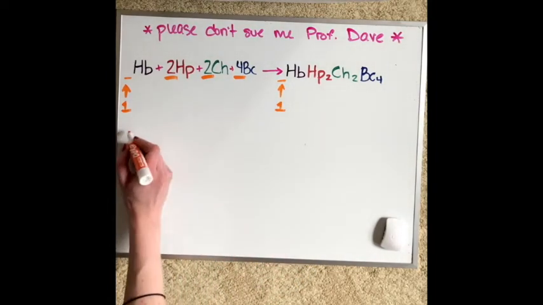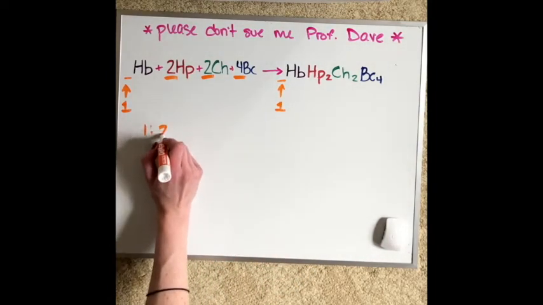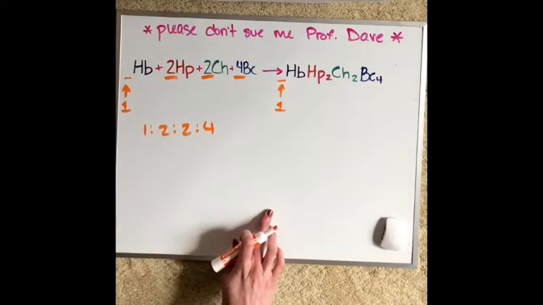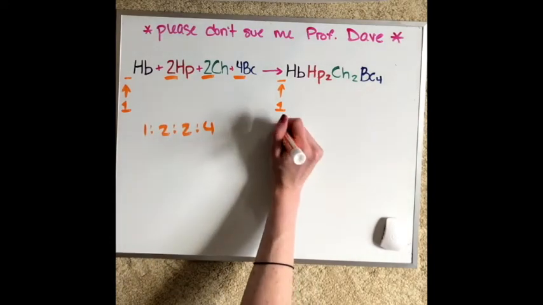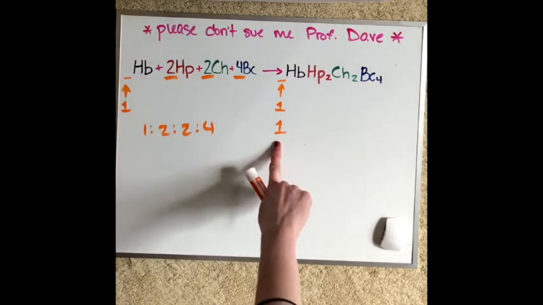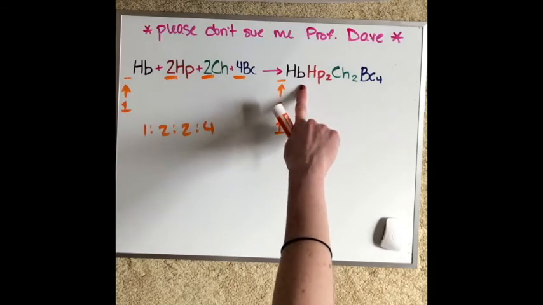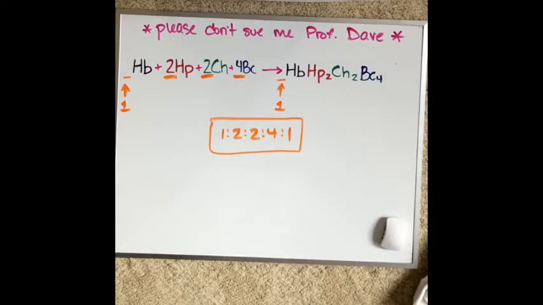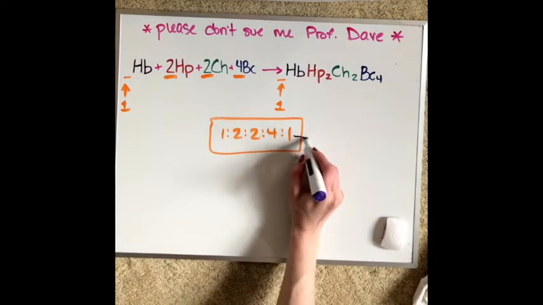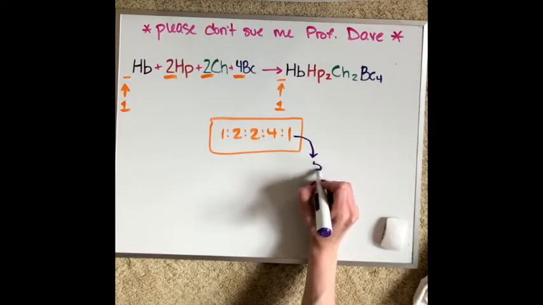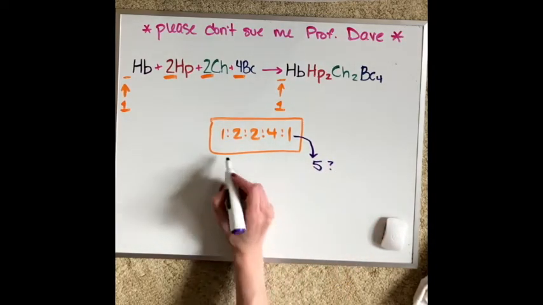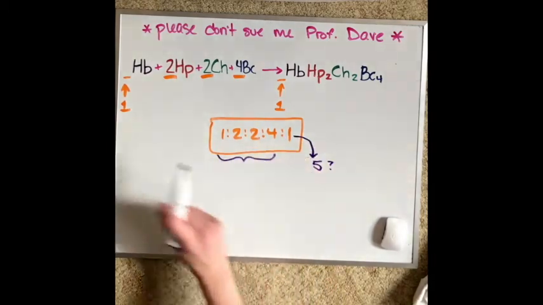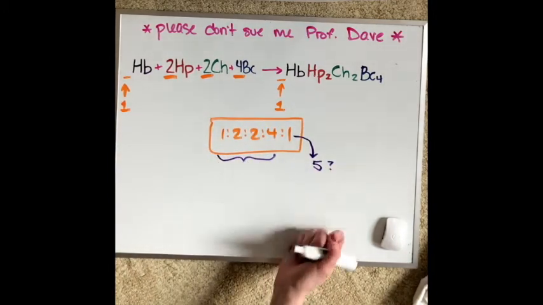So really, we have a ratio of 1 to 2 to 2 to 4 on our reactant side, and that will be producing 1 bacon double cheeseburger on the other side. So the first question, number 1, asks, well, what if I don't want to make 1 cheeseburger? What if I want to make 5 bacon double cheeseburgers? How many of each ingredient would I have to include? So the easiest way to do that is take this ratio and scale it up.